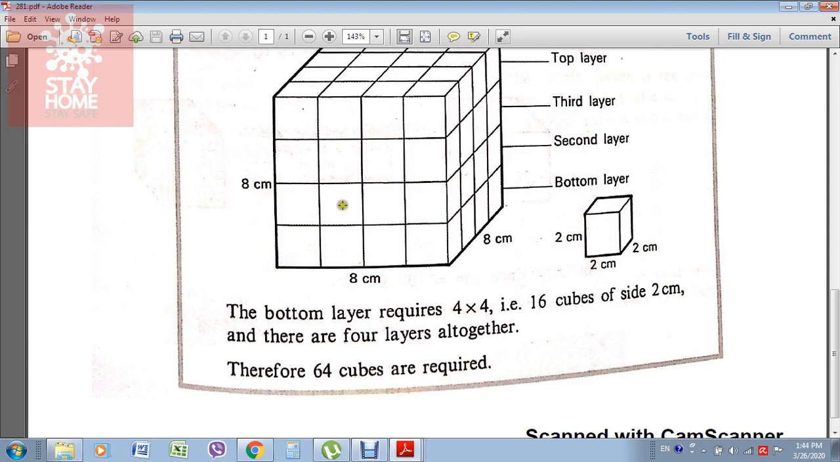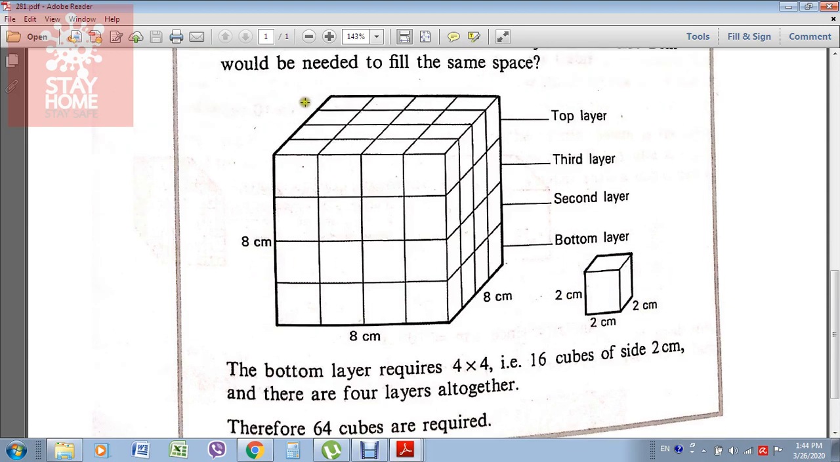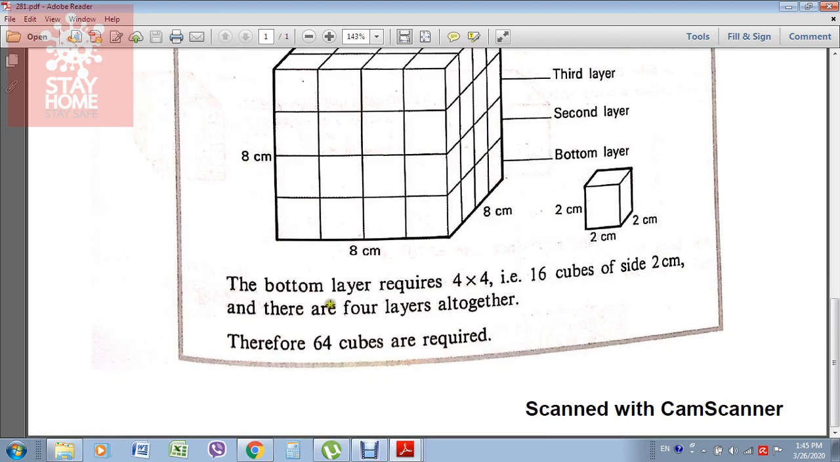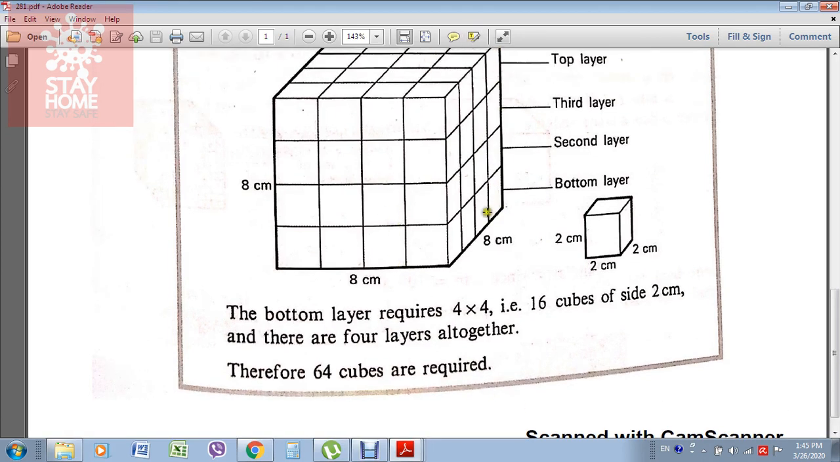And now how many total cubes are there? In one layer, 1 2 3 4 5 6 7 8 9 10 11 12 13 14 15 and 16. In one layer 16, in the second layer 16, third layer 16, and the fourth layer 16. So how much will be the total? 64 cubes are required to fill this space, 8 centimeter, 8 centimeter and 8 centimeter.